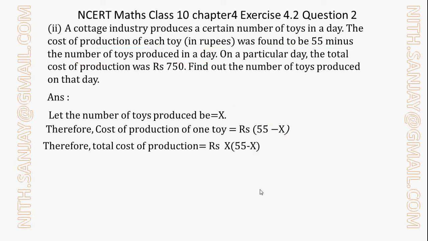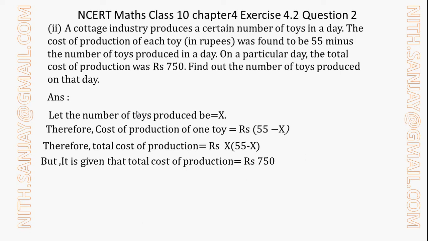Now what will be the total cost? The total cost will be the number of toys produced multiplied by the cost of each toy. The cost of each toy is 55 minus x. The total number of toys produced is equal to x. So we will multiply x with 55 minus x, and we will get the total cost.